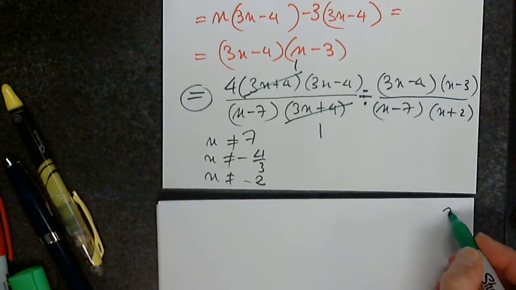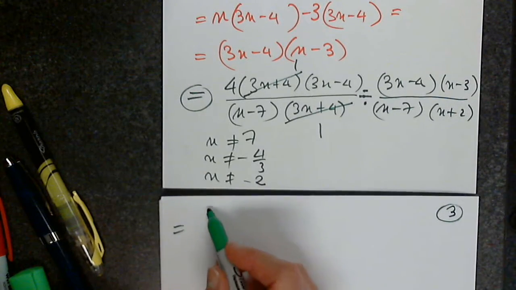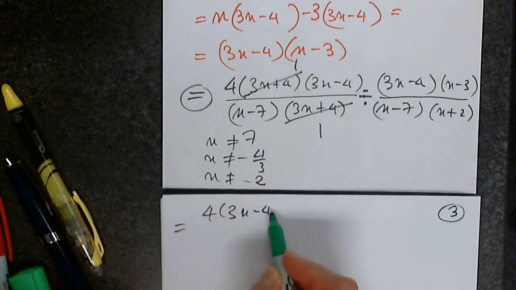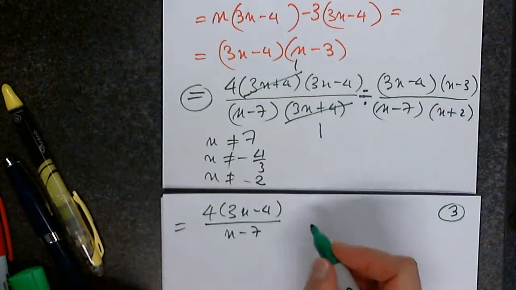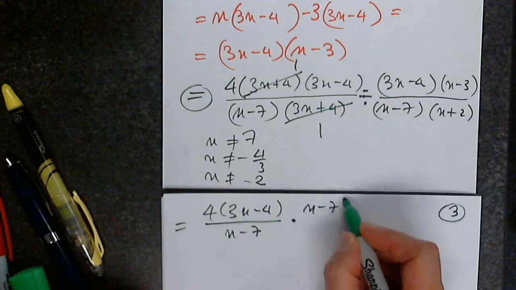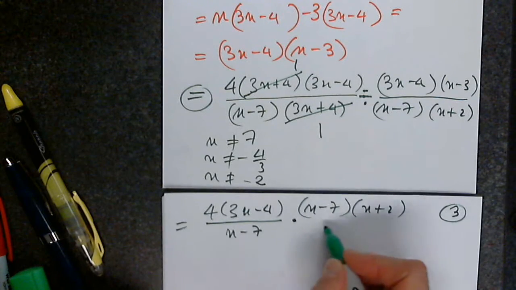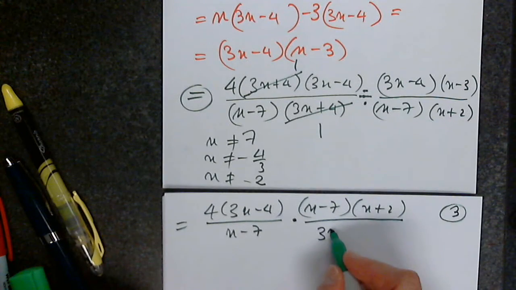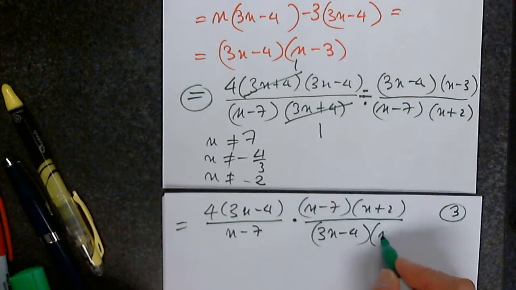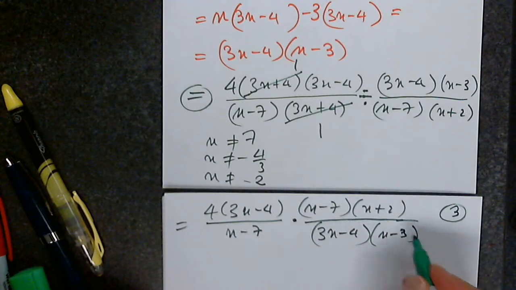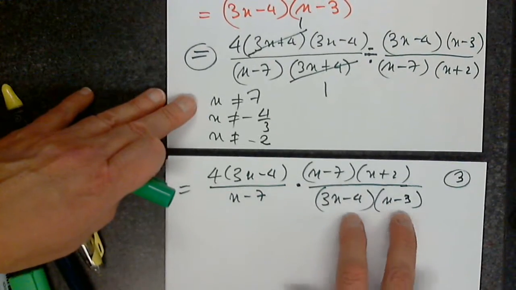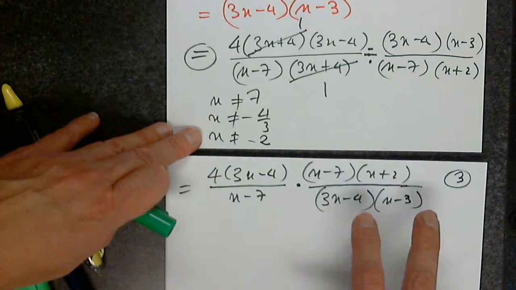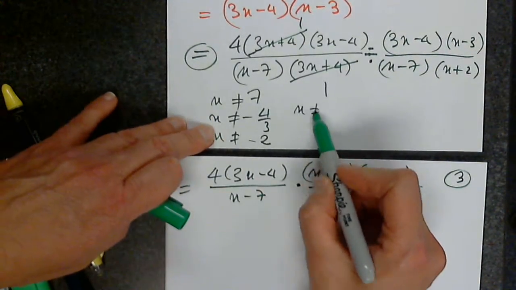So therefore, the next step is 4 times 3n minus 4, everything over n minus 7. Now I change it into a product, n minus 7 times n plus 2 over 3n minus 4 times n minus 3. Now I have two more factors that are in the denominator that I did not have before. Now I have to state two more restrictions.